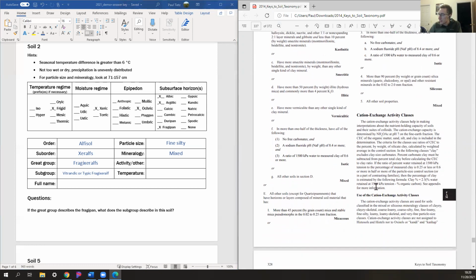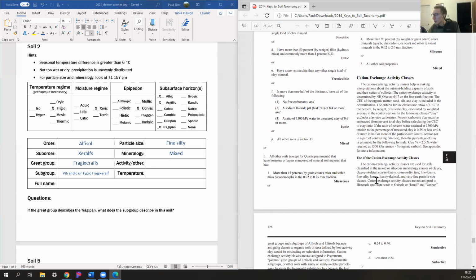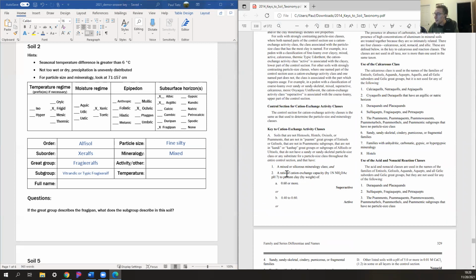Okay, cation exchange activity is the next one. Let's take a look at this. The ratio of cation exchange capacity. Oh no, number 1, cation exchange activity has to have a mixed or siliceous mineralogy class. If you don't have that, you skip activity. Now that doesn't say you leave the box blank, right? You cross it out to prove to me that you evaluated it and there's nothing that fits here, so put a dash there.